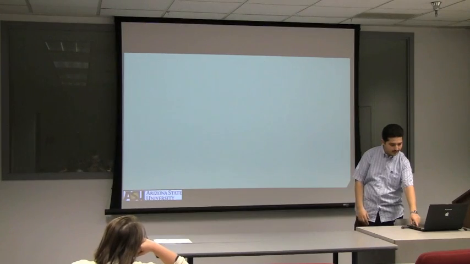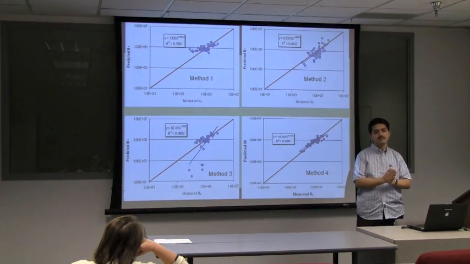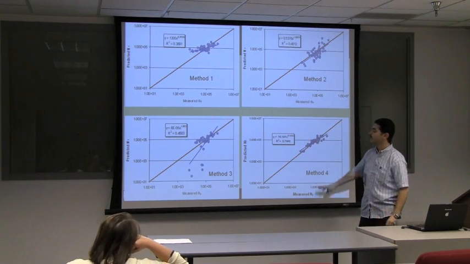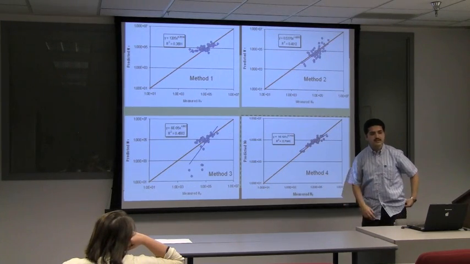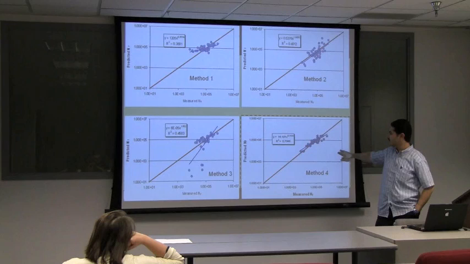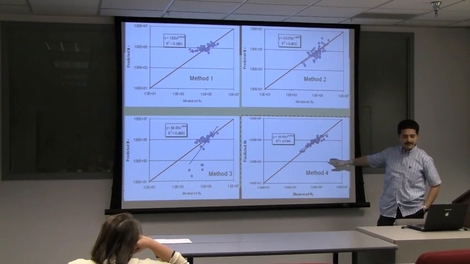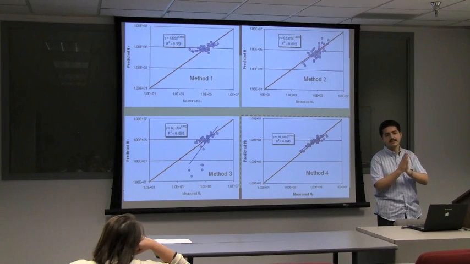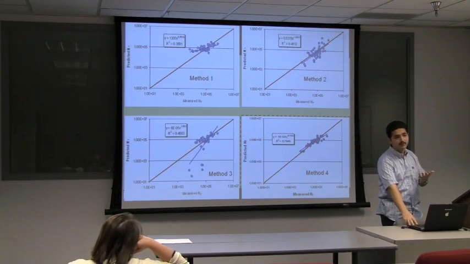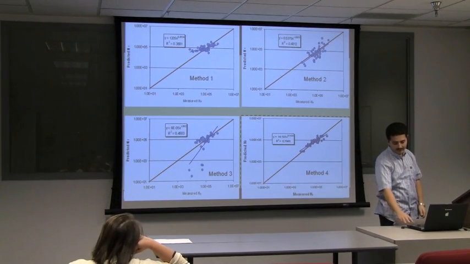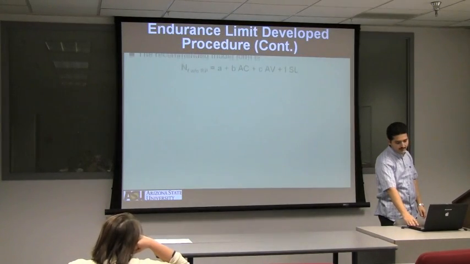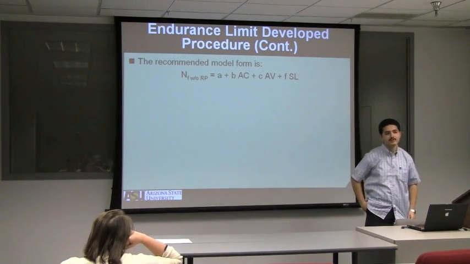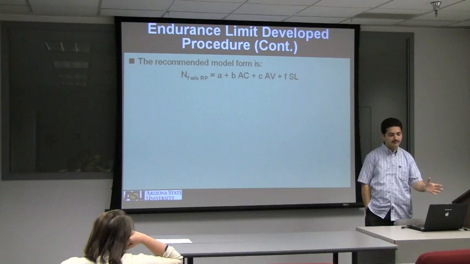And let me show you here these are the 4 methods, or the 4 equations, that I used. Apparently the one that I selected was the one with the higher R square. So this is the one that I used to predict the missing cells. Again, this is not the main point, but at least it predicts the missing cells so I can know where to extrapolate my line. This is the recommended model: the NF in terms of binder content, air voids, and strain level.